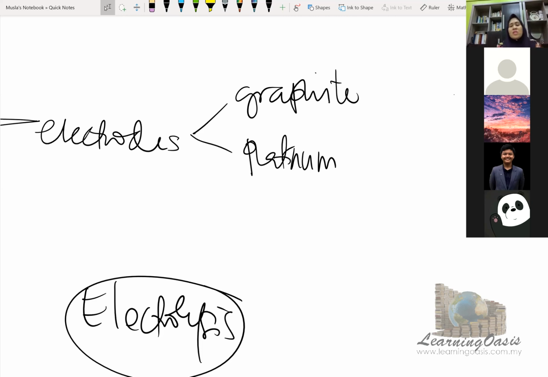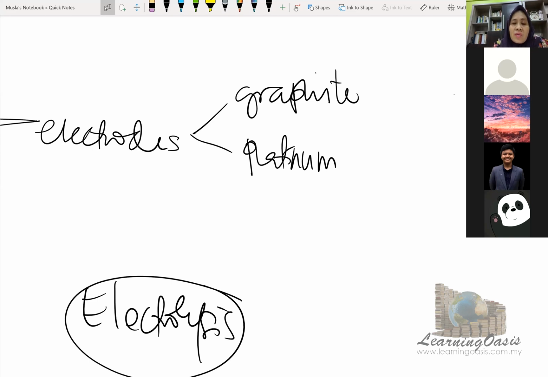Okay, so graphite is 1 carbon covalently bonded to 3 other carbon in hexagonal layers, right? So carbon is in which group? Carbon is in Group 4. How many valence electrons? 4 valence electrons. So in graphite, 1 carbon is covalently bonded to 3 other carbon in hexagonal layers, meaning we have 1 delocalized electron.